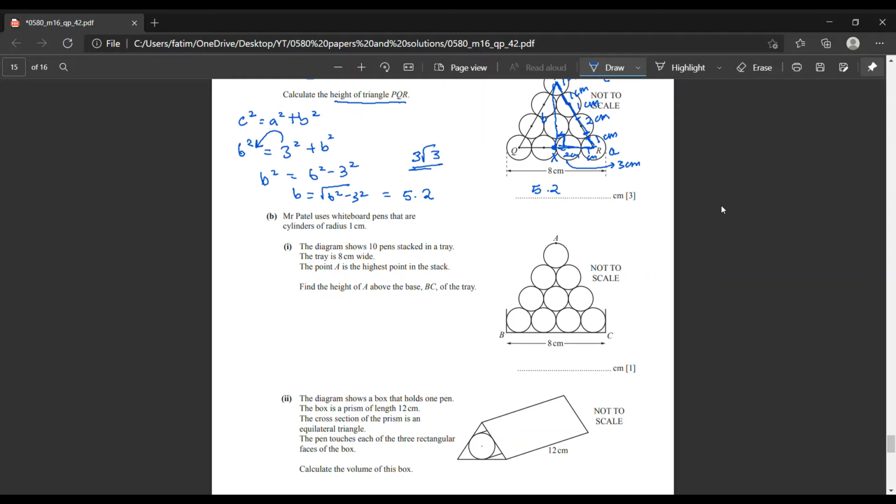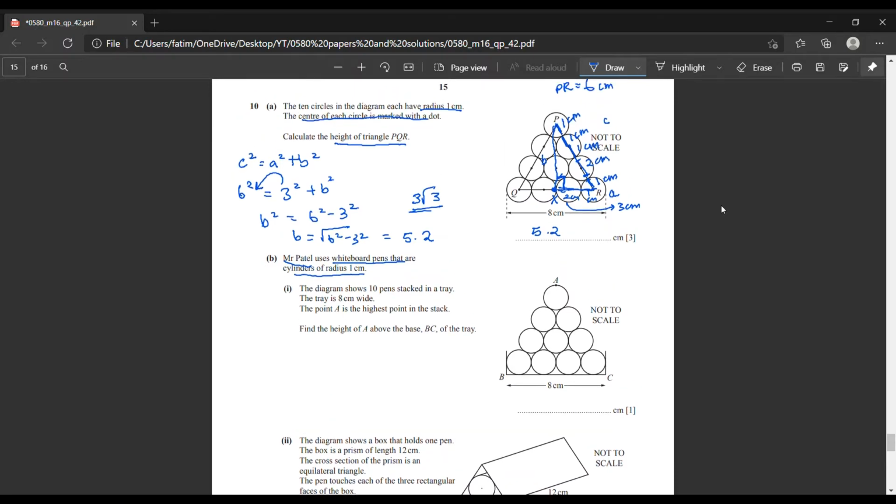So anyway, now this person uses whiteboard pens that are a cylinder of radius 1 centimeter. Basically all of these circles present in the first diagram are the same as the ones present in the second diagram. Now the diagram shows 10 pens stacked in a tray, which is the exact same as the first diagram, and the tray is 8 centimeters wide, which is also the same as the first diagram. So the point A is the highest point in the stack. We have to find the height of A above the base BC. So we need to find this entire height over here.